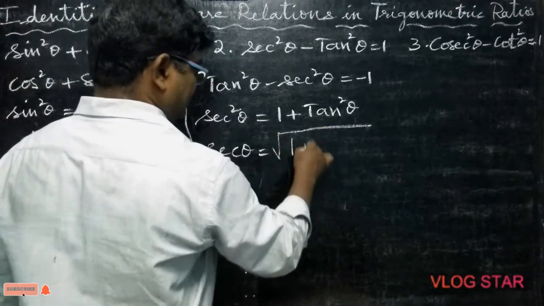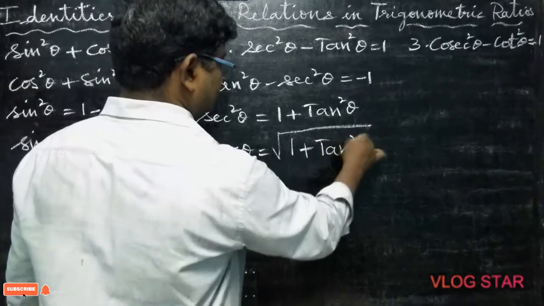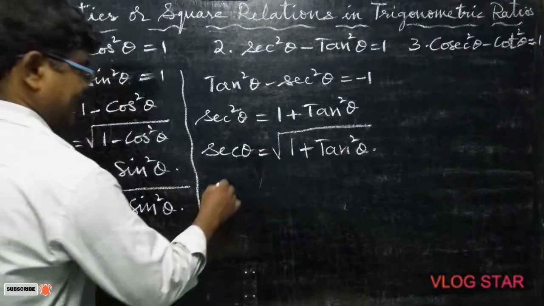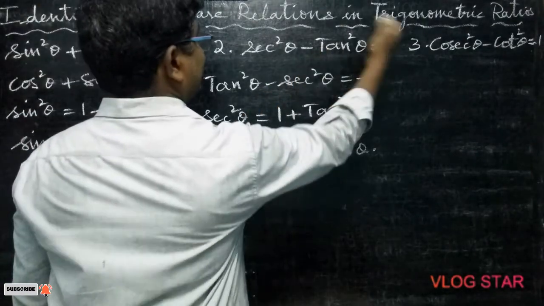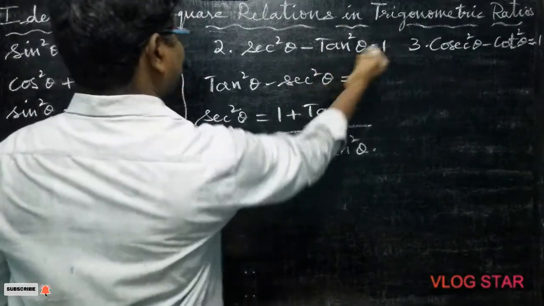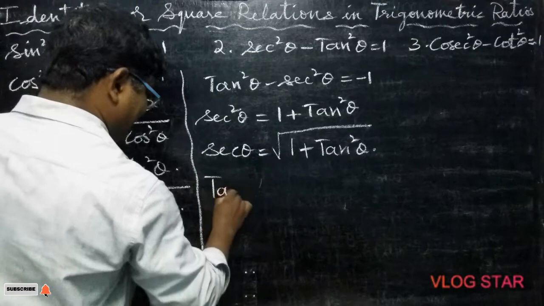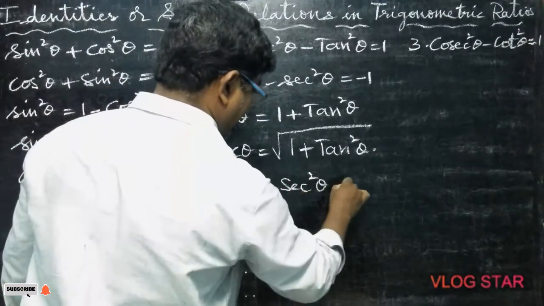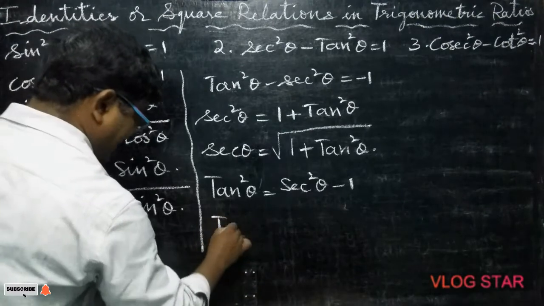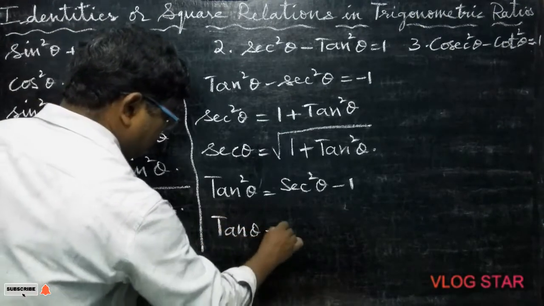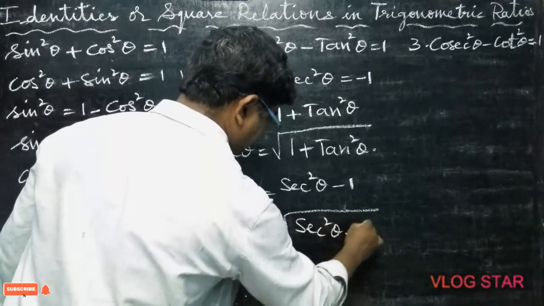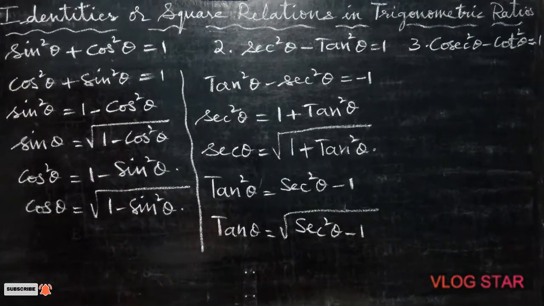Very simple to learn. So first learn those 3 identities; from those only we are obtaining all this. Next, this side, I am taking the plus and bringing plus 1 to this side. So tan square theta is equal to secant square theta minus 1. So tan theta is equal to square root of secant square theta minus 1. Everybody follow how I am getting this?